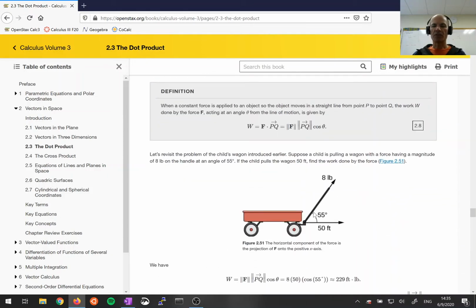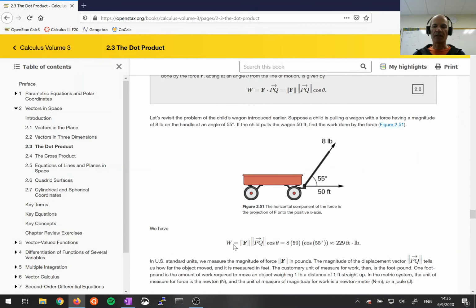So I have a force here, and I want to know how much work is done, say pulling this wagon 50 feet. All I have to do is compute this quantity: the magnitude of F times the magnitude of PQ times the cosine of the angle between them. The magnitude of F is 8 pounds. The magnitude of PQ is just the length that I moved in that direction, and the cosine of theta is just the angle between the direction of the force and the direction of motion.